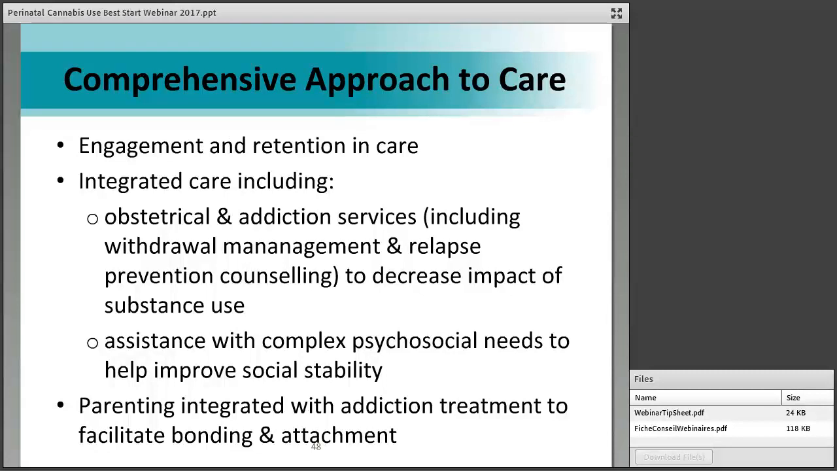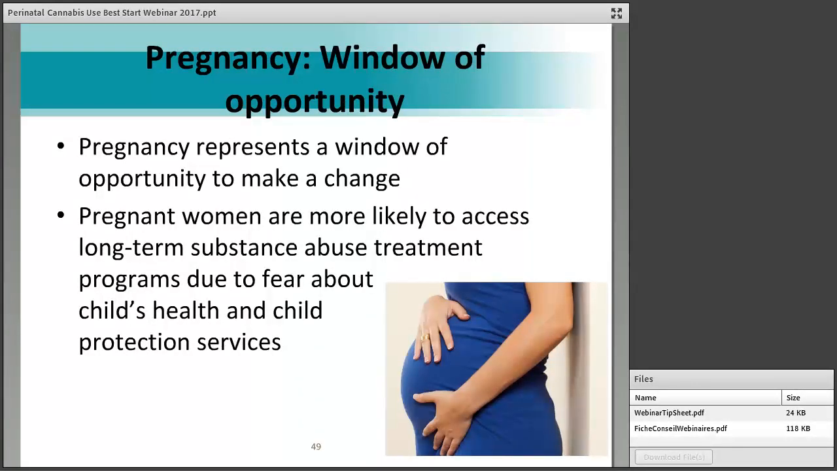So the reason engagement is number one is that, as I said, if we cannot get these women to have discussions with us about their drug use, what's going on in their lives, then we're probably not going to really make a difference in the outcome of these pregnancies or in the long-term outcomes of these infants.